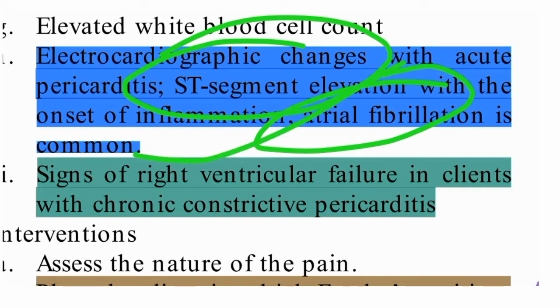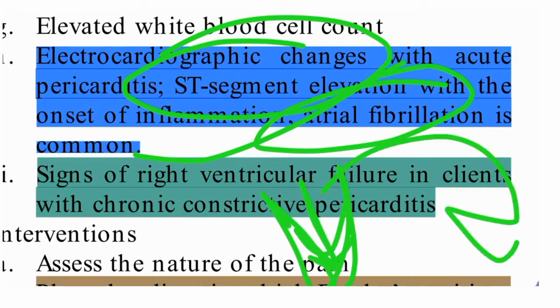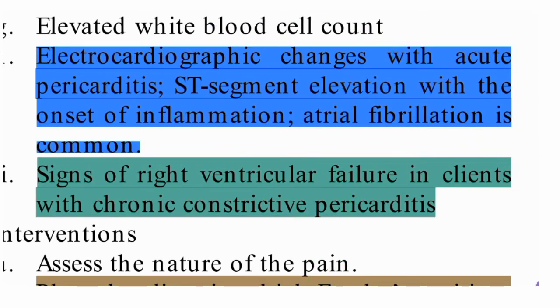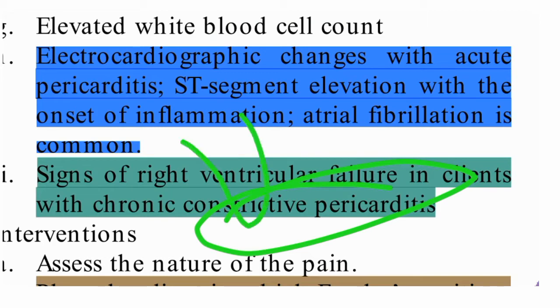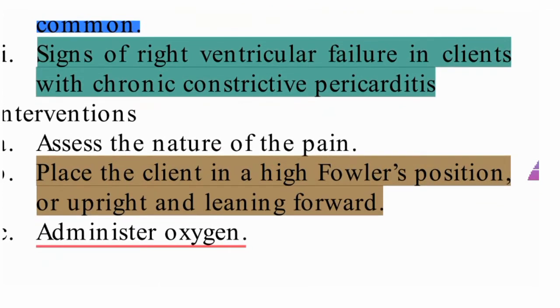Whenever pericarditis is there, right ventricular failure can occur because the heart will not be able to fill properly. Okay, and proper cardiac output will not be there. In clients with chronic constrictive pericarditis, why is there not proper filling? Because the heart is very much constricted, so it will not be able to fill properly, and that's why heart failure will be there. So this right ventricular failure will be due to constrictive pericarditis.